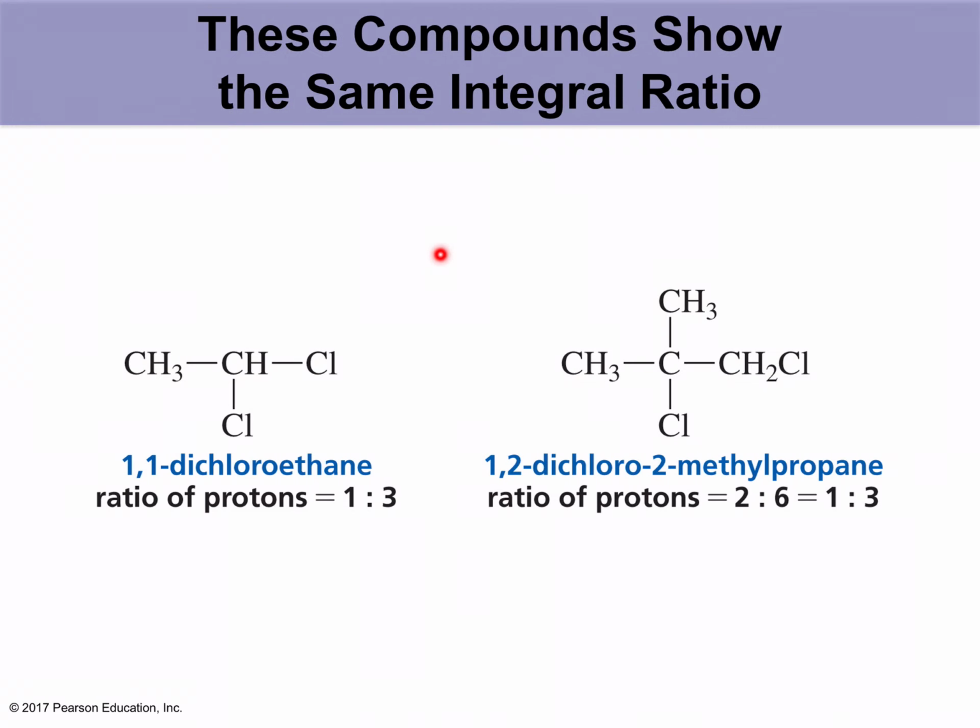These compounds also show the same integral ratio. So there is 1 hydrogen here and 3 hydrogens there, so the ratio of protons would be 1 to 3 for this molecule. Similarly, if this is a different molecule, there are 2 hydrogens here and 6 hydrogens there. These 6 would be in one signal, like 2 to 6, also the same as 1 to 3. So it will give you a ratio. Okay.